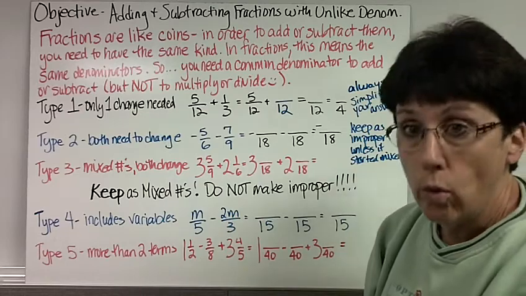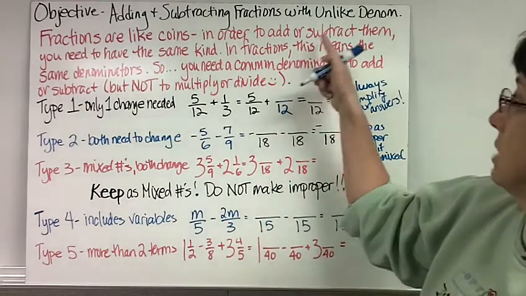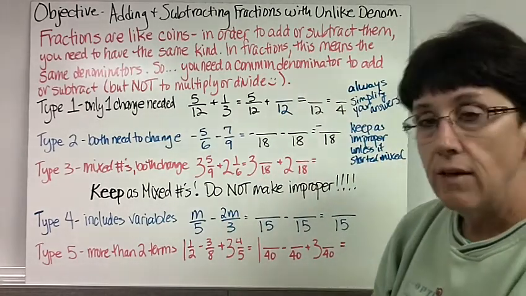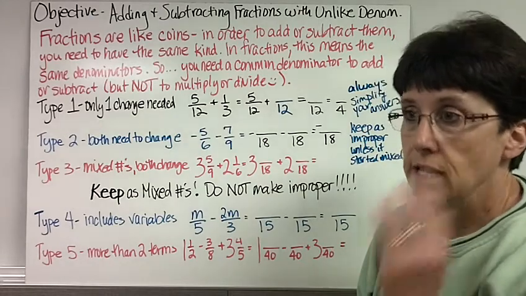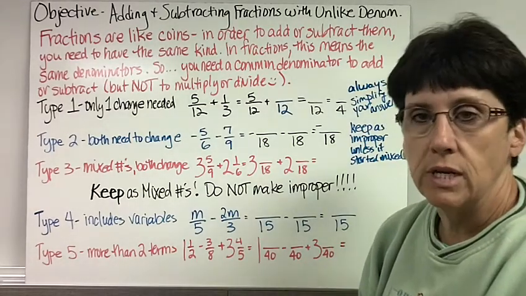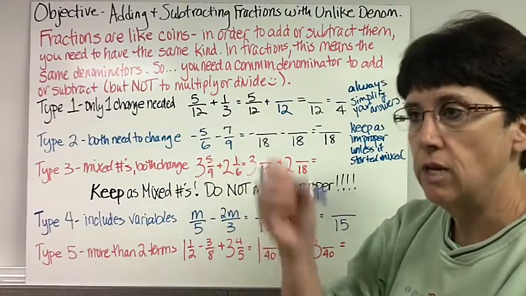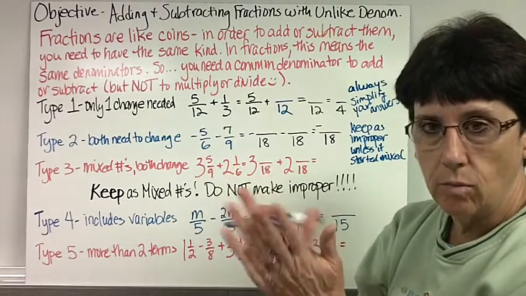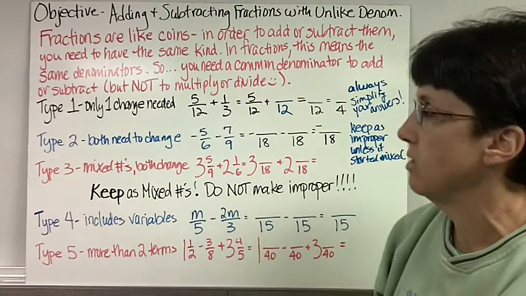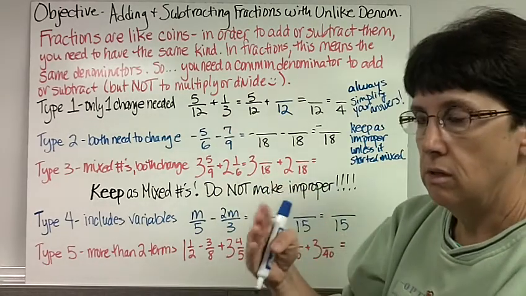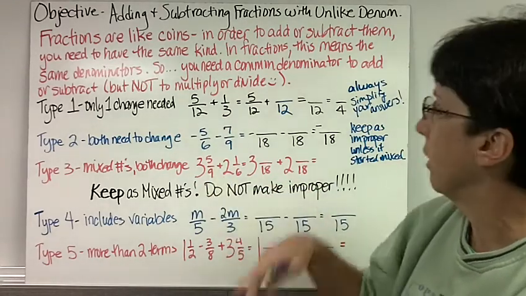Fractions are like coins, okay? In order to add or subtract them, you need to have the same kind. So you couldn't say, I have 4 nickels and 3 dimes, so I have 7. 7 what? You can add all your nickels, you can add all your dimes, but you can't say that you just have 7 nickels or 7 dimes or 7 some combination new word, okay?